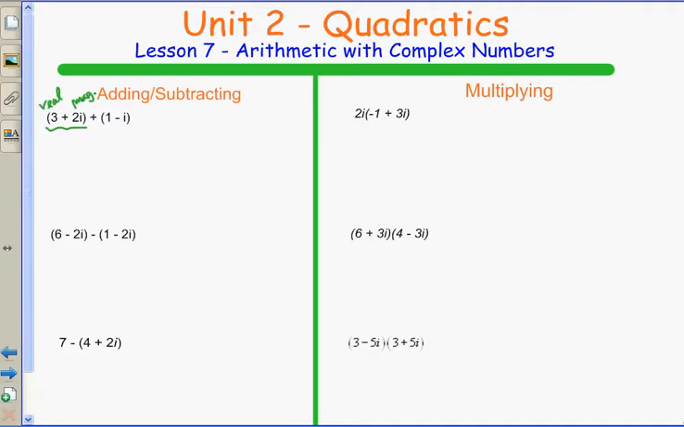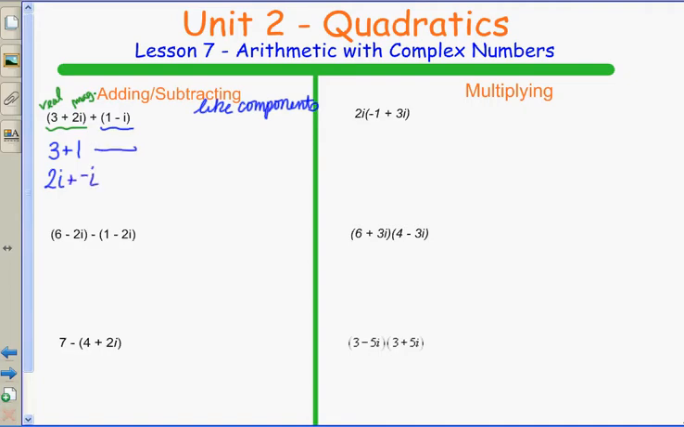So if I'm going to add and subtract complex numbers, you're going to add and subtract kind of like components. You know how we always say like terms? We're going to add and subtract like components. So the real components need to be added or subtracted, and the imaginary components need to be added or subtracted. So here in these two complex numbers, my real components are 3 and 1. So I have to add my real components, and then separately I'm going to add my imaginary components, the 2i, and I'm adding to that a negative 1i.